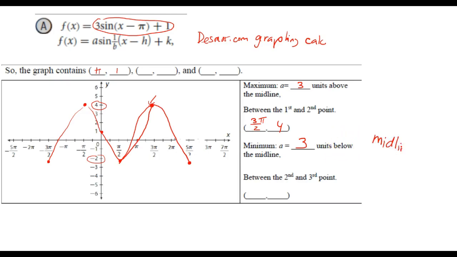Midline was y equals 1, as I'm kind of drawing that out a little bit. That's why it keeps going: 1 plus 3 is 4, 1 take away 3 is negative 2. And that's going to be at 5 pi over 2, comma negative 2. So we have our values for our max point and for our minimum point. And you'll notice that that kind of just keeps repeating over and over again.